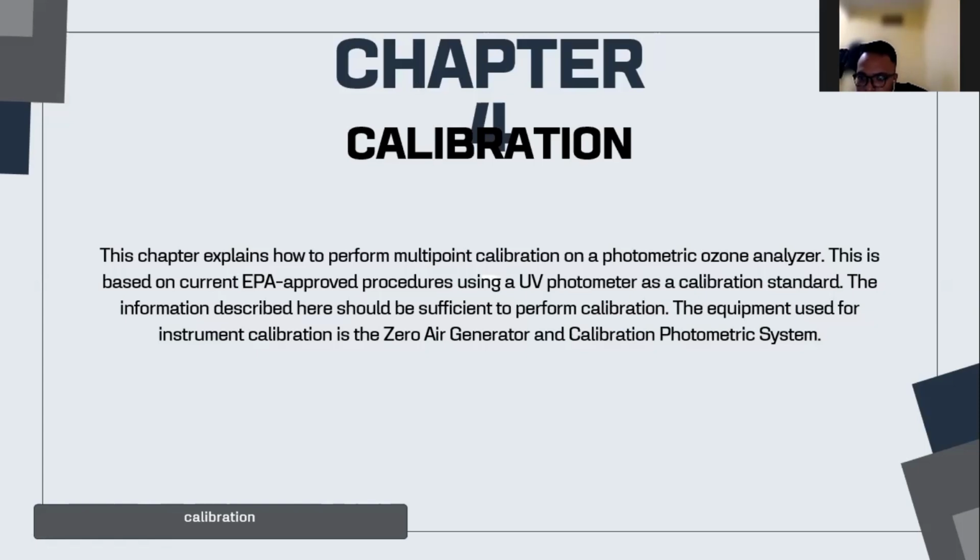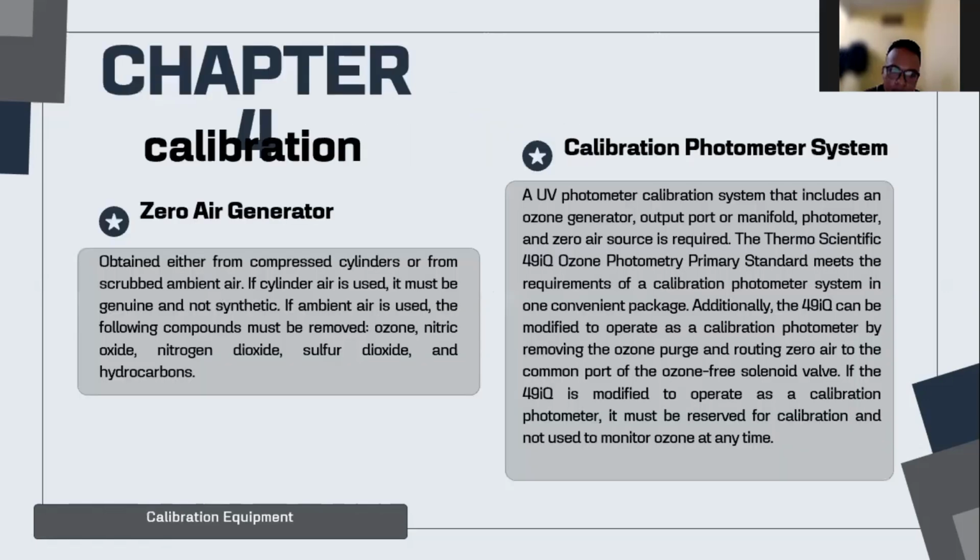The equipment used for instrument calibration is the zero air generator and calibration photometric system. The first is the zero air generator, obtained either from a compressed cylinder or from scrubbed ambient air. Next, the calibration photometer system: a UV photometer calibration system that includes an ozone generator, output port or manifold, photometer, and zero air source is required.